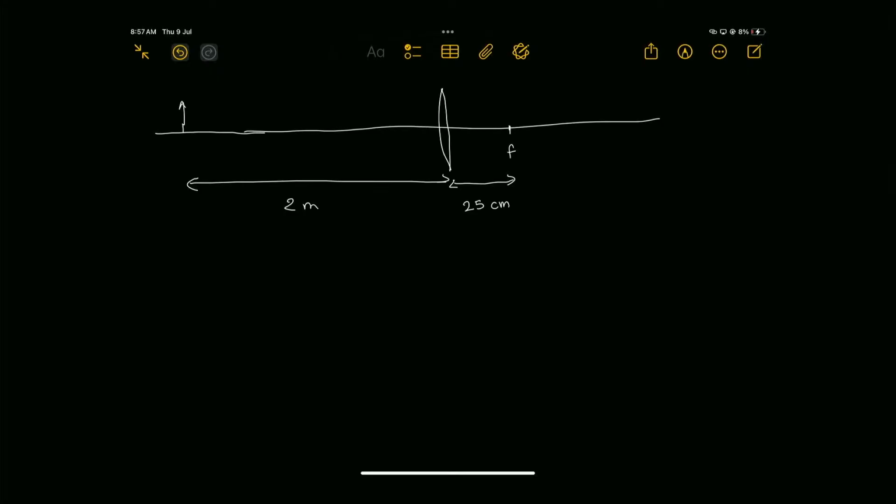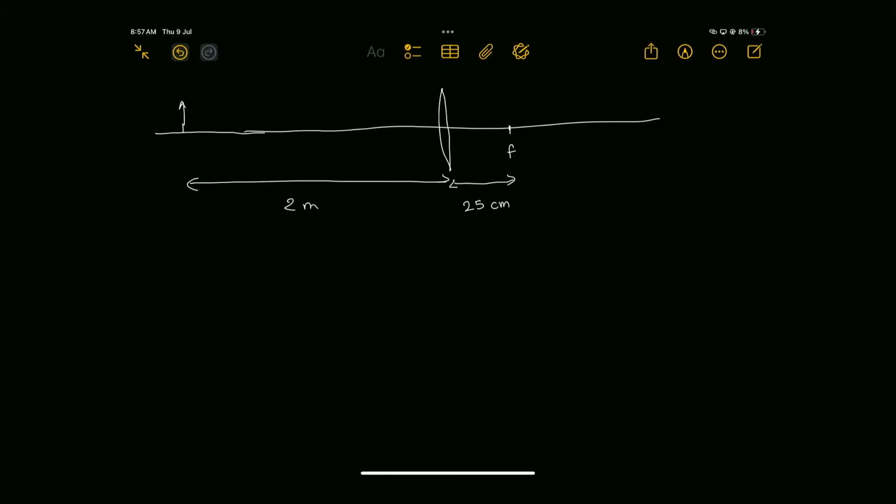The image position now. Now we haven't actually calculated the image position yet, but if we look at this diagram, we will see that the position of the object is further away from the lens than the focal length of the lens. So the focal length of the lens is 25 centimeters, but the object is located 2 meters away. So that is 8 times the distance of the focal length.